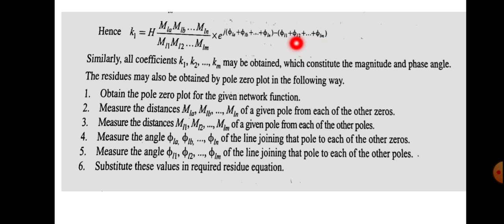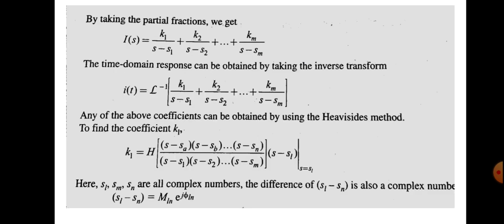See here what we are doing: there are different complex number terms, so we are representing each and every complex number term by its magnitude and phase. That is why we are getting M. This is M_LA, this is M_LB, this is M_LN, and at the denominator side we are getting M_L1, M_L2, M_LM. And also we are getting the phase angle as e raised to j phi_LA, phi_LB, phi_LN.